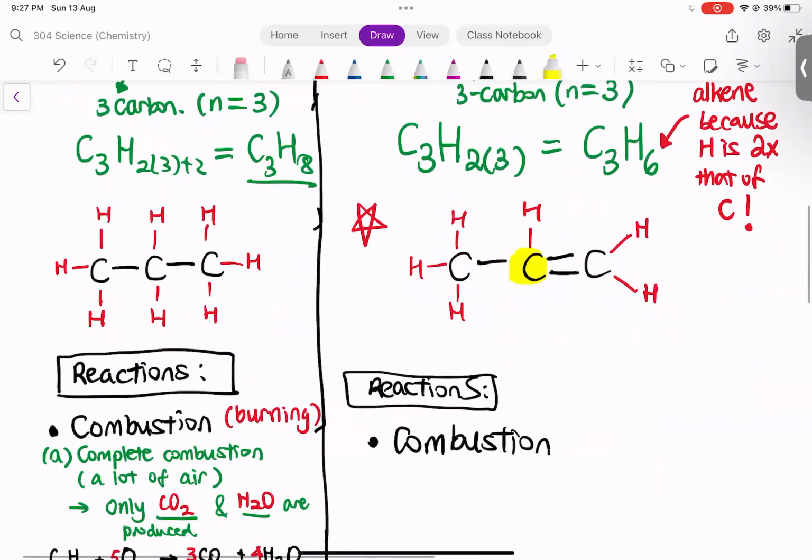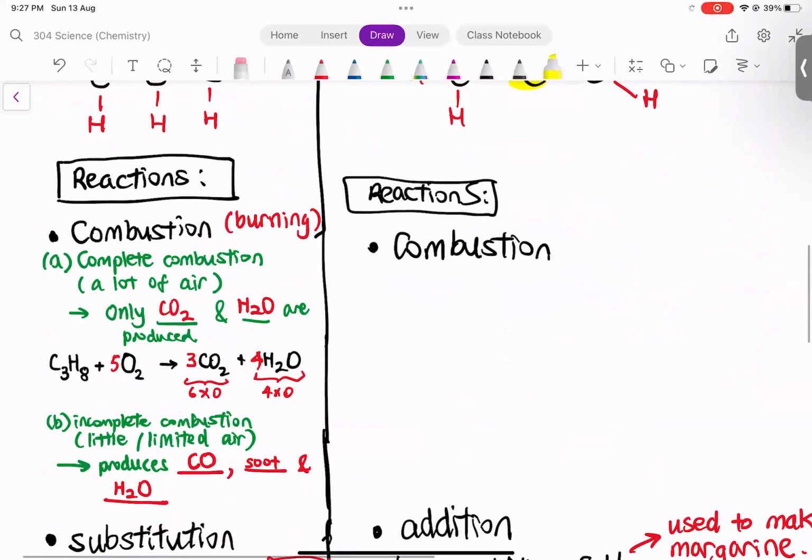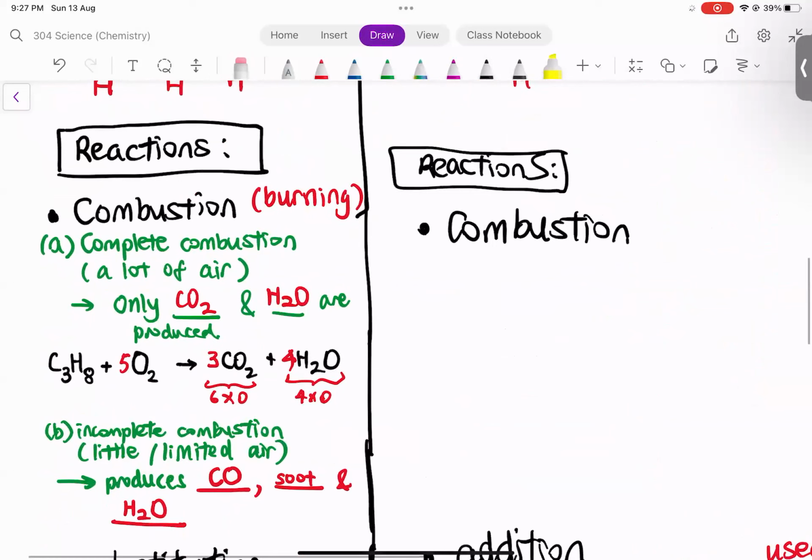Now we move on to the reaction. So we have gone through combustion. Complete combustion takes place when the supply of oxygen or air is a lot. Complete combustion produces only carbon dioxide and water.